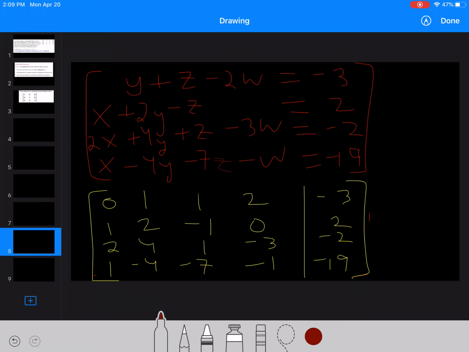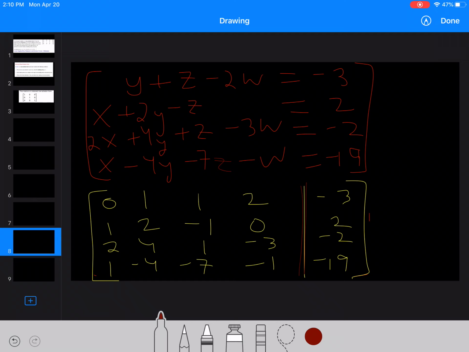Okay. So on the top row, in the red matrix, I have y plus z minus 2w equals -3. So if you look at the first row in the yellow matrix, I have a 0 placeholder because I have no x's in that row. Remember that long line means equals. So the numbers to the right of this long vertical line are the answer. So I have 0, 1, 1, 2, a long vertical line, and -3 because this first row equals -3.